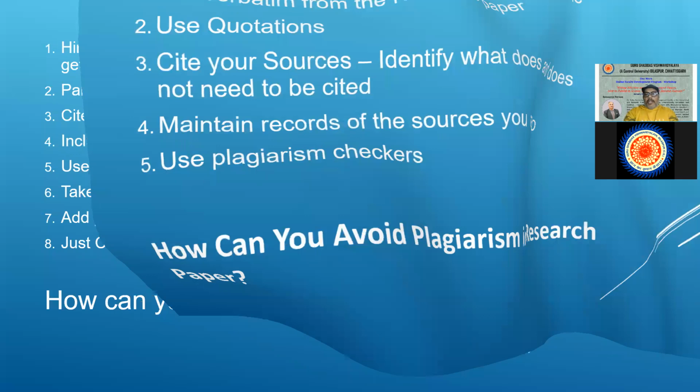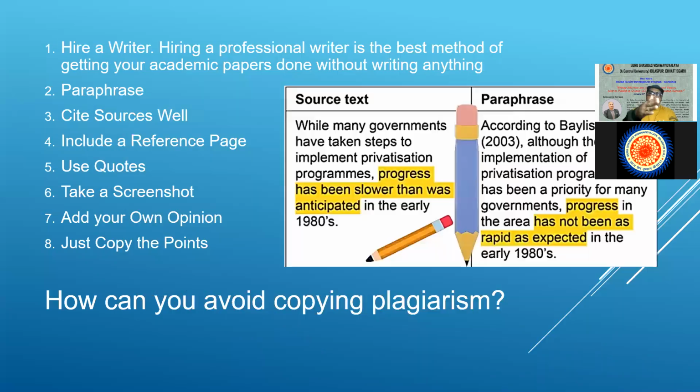You can see how you can avoid copying plagiarism. Source text and paraphrase. You can see this is the main text. Please pay attention to the screen. While many governments have taken steps to implement privatization programs, progress has been slower than was anticipated in the early 1980s. So guys, this is a source text, meaning the original text.